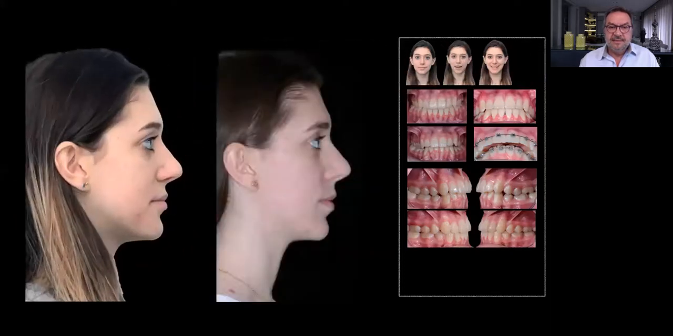The girl before and after. Upper incisor exposure is good. There is no more lower incisor exposure. If you can see, the chin moved a little bit down and backwards. The smile arch, okay.